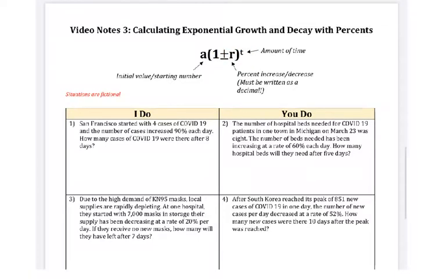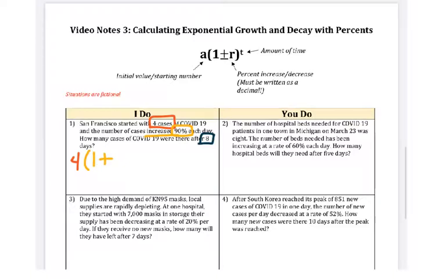In the first situation, it says, San Francisco started with 4 cases of COVID-19. The number of cases increased 90% each day. How many cases of COVID-19 are there after 8 days? Very similar to video 2. We still have a starting number. My starting number is 4. When we have a percent, we have to put a 1 in the front to make it a multiplier of a whole number. And it said that this is increasing, so 1 plus.